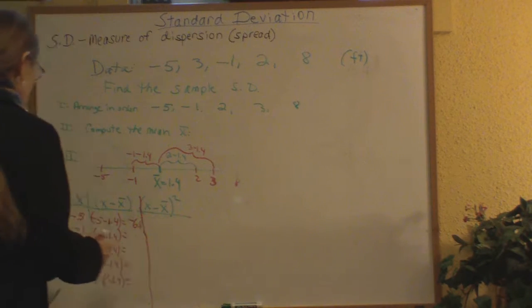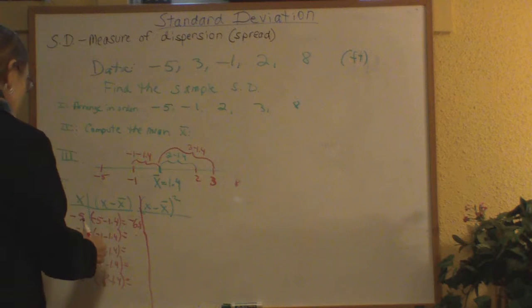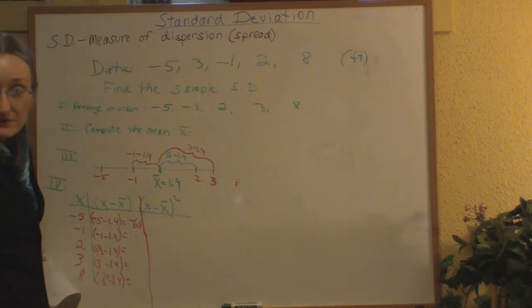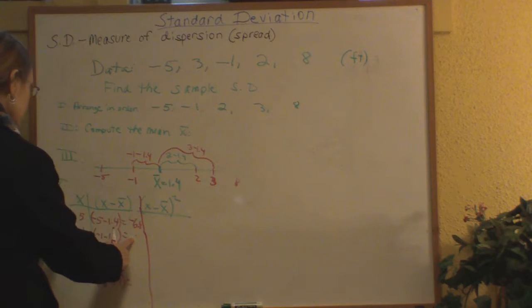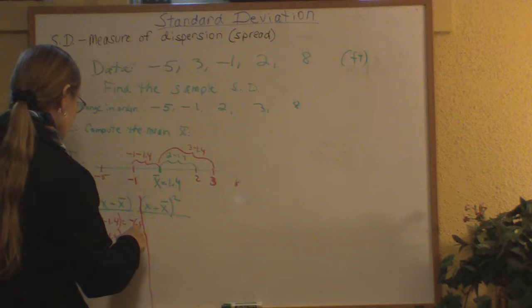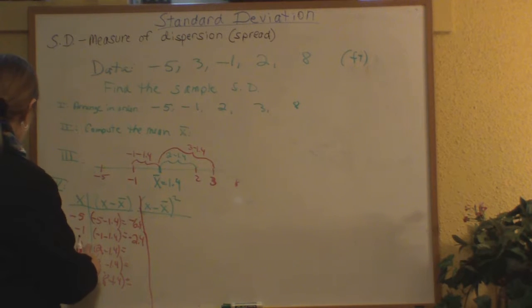Let's continue. You take each of your raw scores and we'll subtract the mean. So we have -5 minus 1.4, which gives -6.4. Then -1 minus 1.4 gives you a negative 2.4. Okay, the next one is a value of 2.